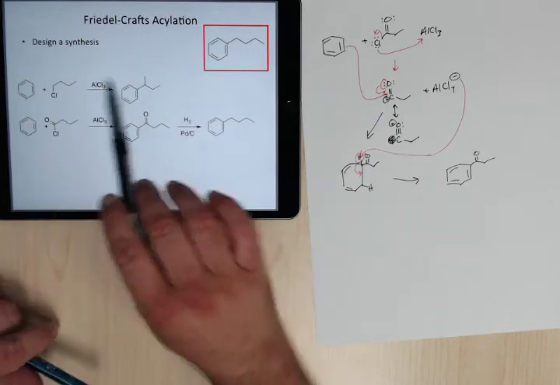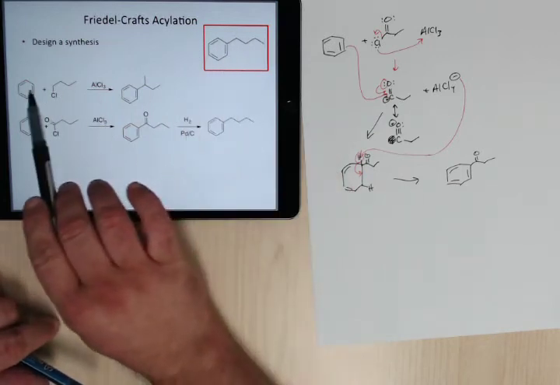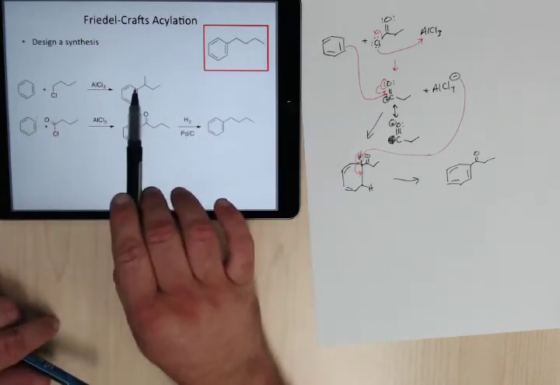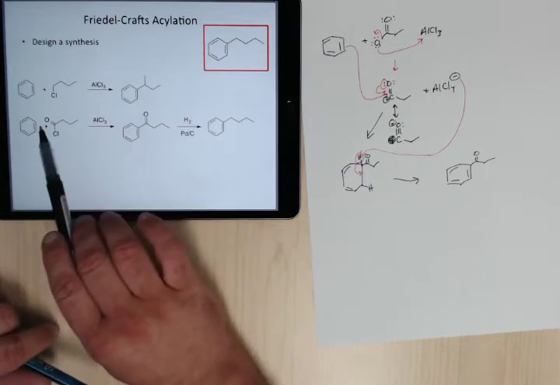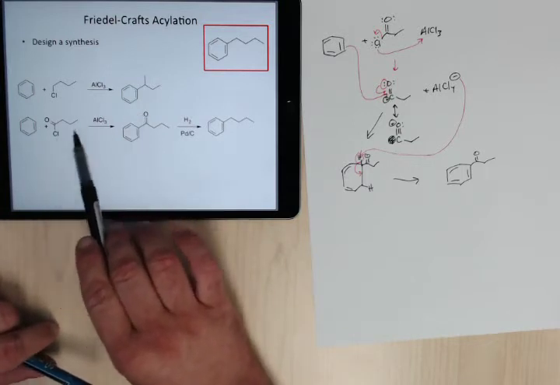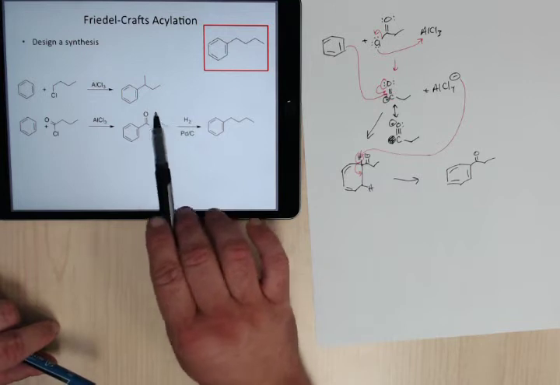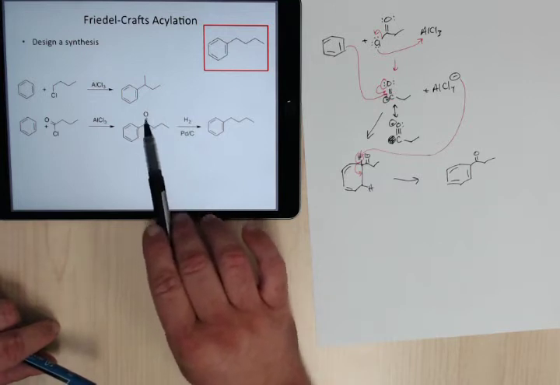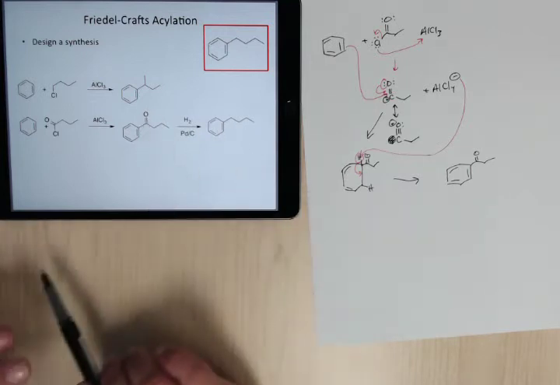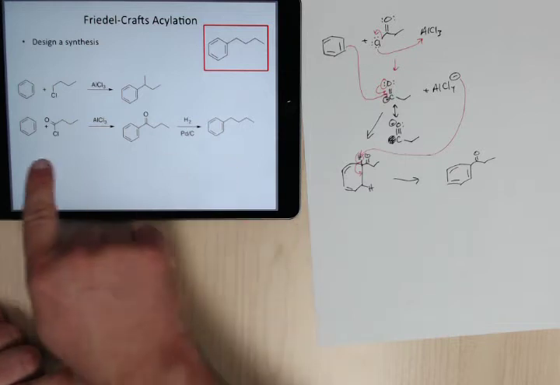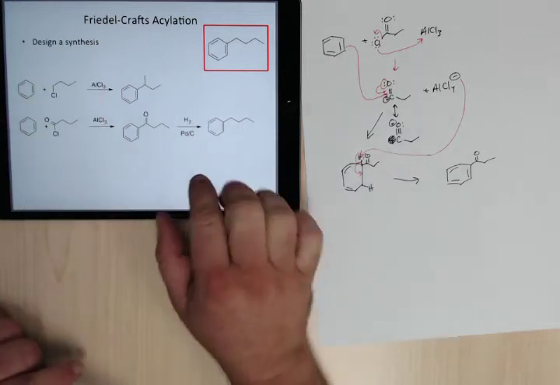Okay? And so if you want to make the butylbenzene here, you can't go directly to it because you're going to end up here. You're going to have to go the back route and put it on as an acyl group and then get rid of the C double bond O through, say, hydrogenation, to get it there. You can't go directly. You have to sidestep.